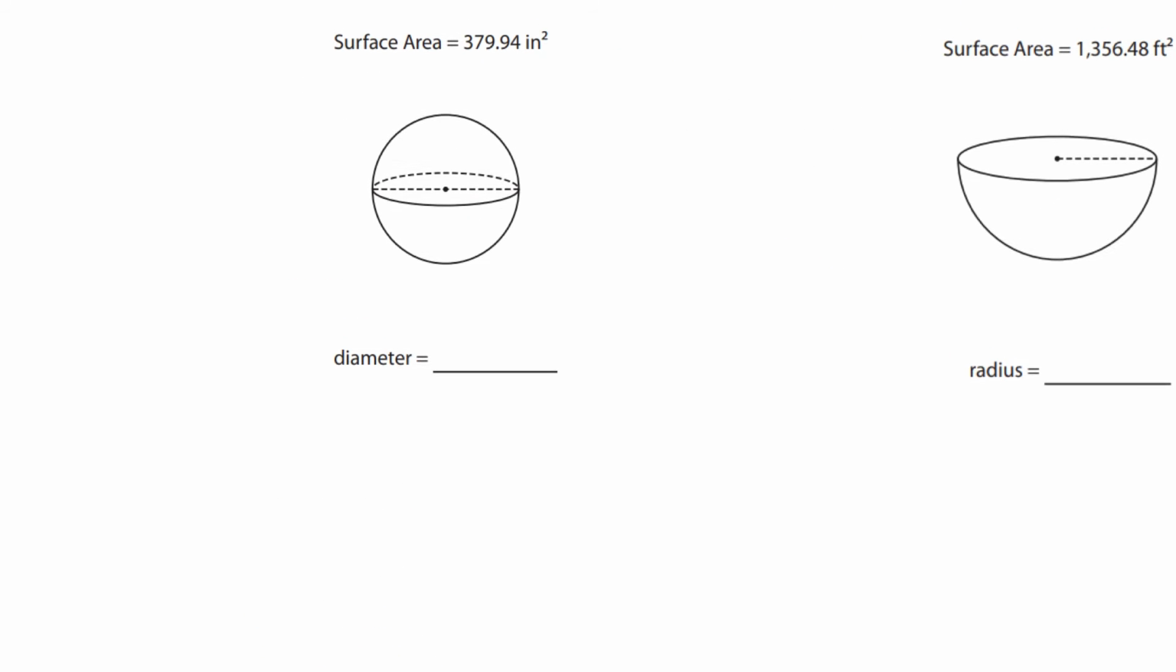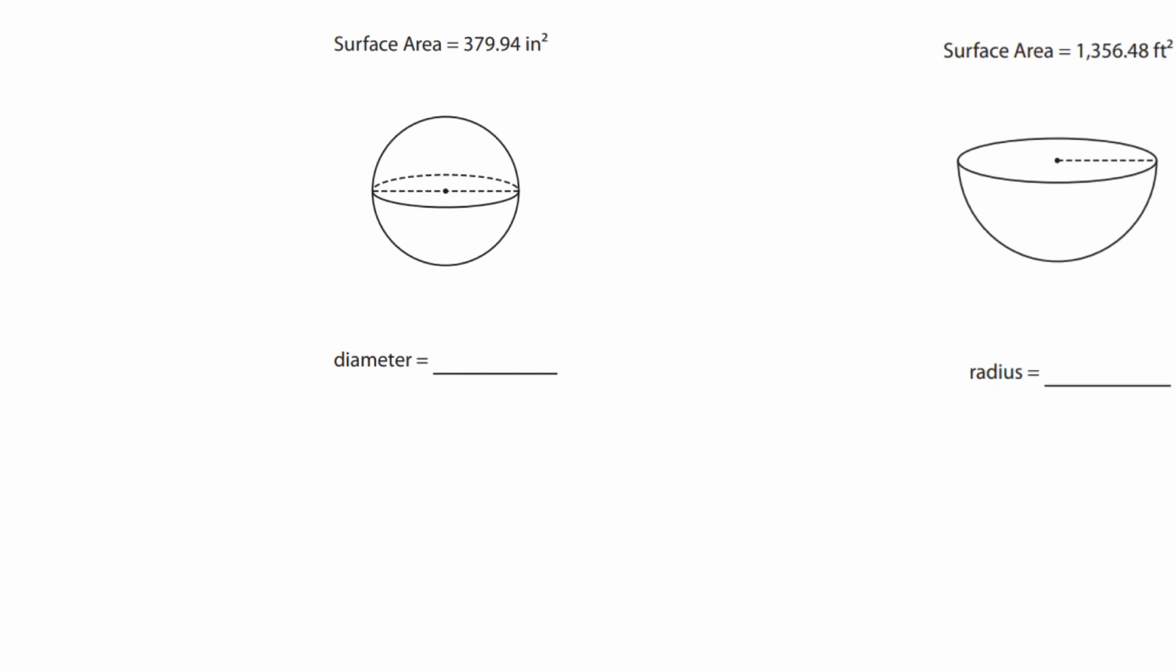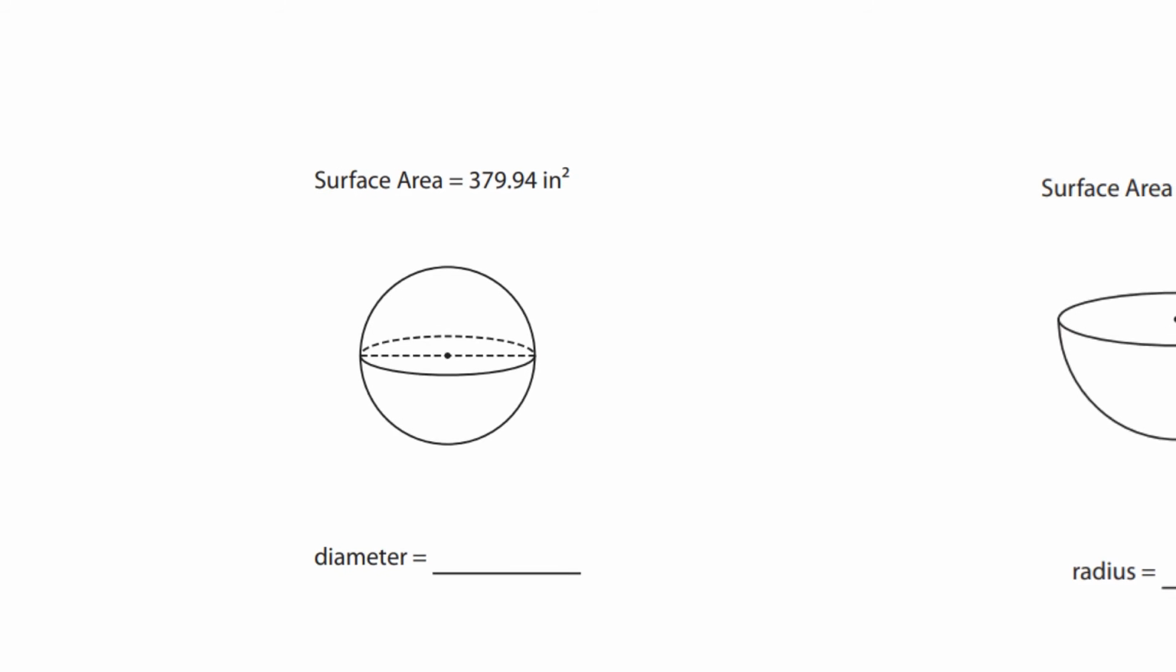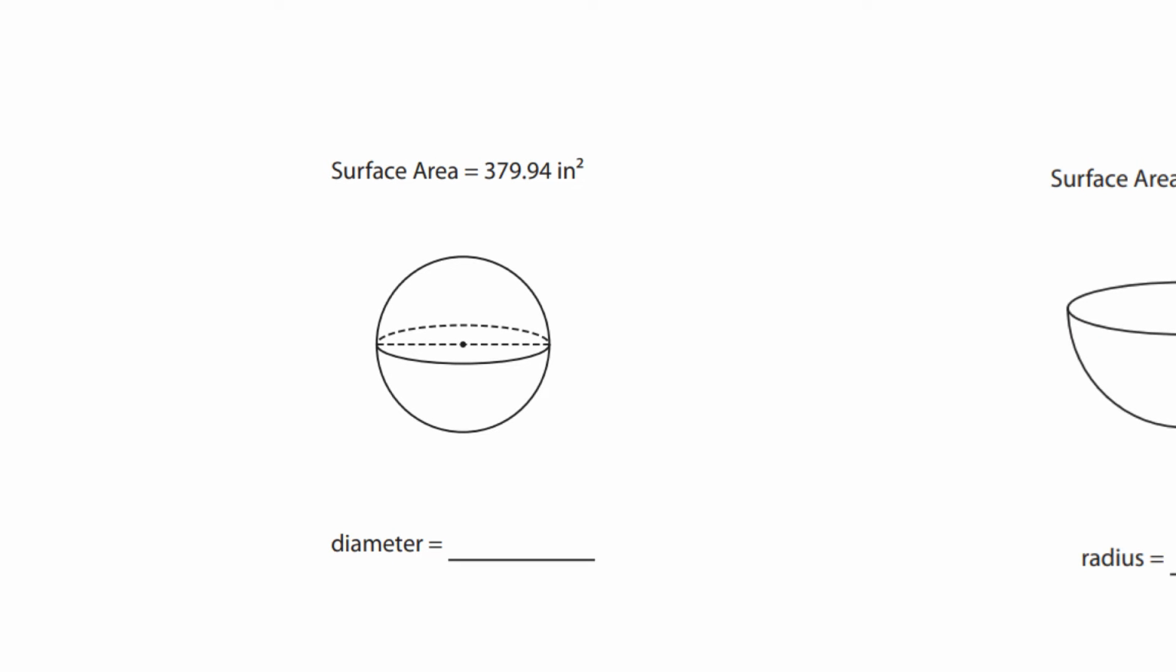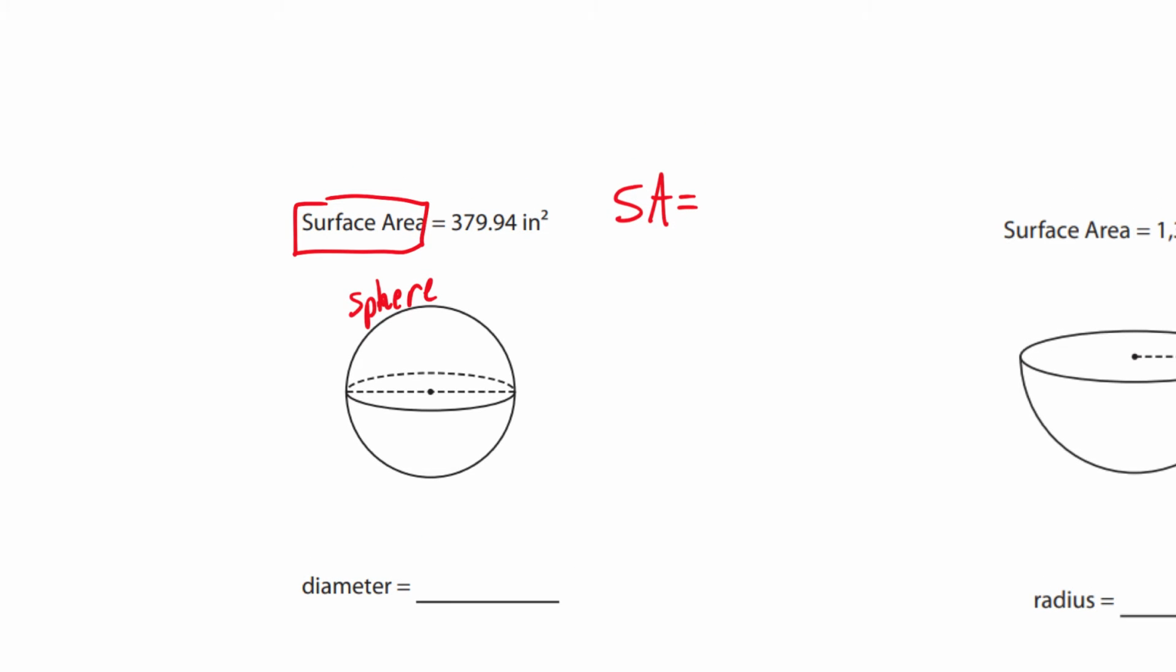Okay, so on the back, what we're going to do is work backwards. Is this one here a sphere or a hemisphere? This is a sphere. Okay, it's a whole thing. So this talks about the surface area. How do we find surface area of a full sphere? What's the formula? Okay, 4 pi r squared.